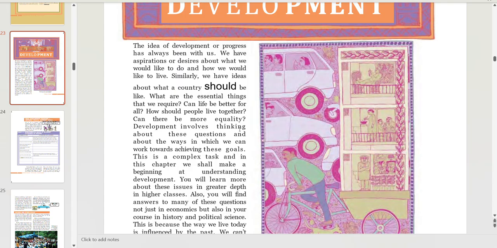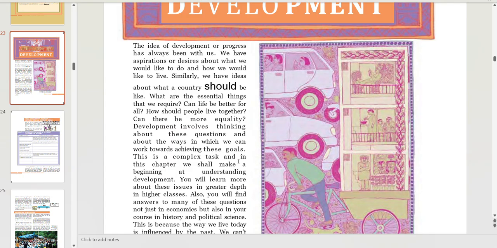Next is development involves thinking about these questions and about the ways in which we can work towards achieving these goals. Development is not just about identifying problems, it is also about finding practical solutions for those problems. It means कि development का मतलब ये नहीं है कि सिर्फ questions और problems find out करो, बट इसका काम ये भी है कि उन प्रॉब्लम्स को सॉल्व करने का प्रैक्टिकल सॉल्यूशंस भी फाइंड आउट करना.